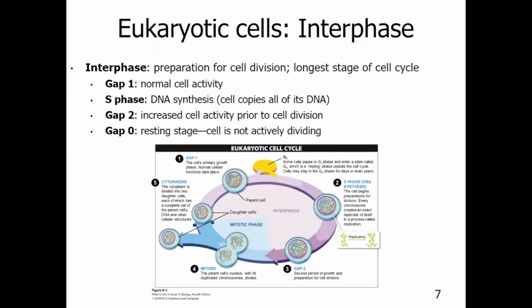Here we look at interphase in eukaryotic cells. Figure 8.5 shows the eukaryotic cell cycle, and again, the textbook is using purple to indicate interphase. So you can see interphase is taking up most of the cell cycle. Interphase can be subdivided further into gap1, S phase, gap2, and gap0. If we look at gap1, this is where the cell spends most of its time. Gap1 is normal cell activity, normal cell function.